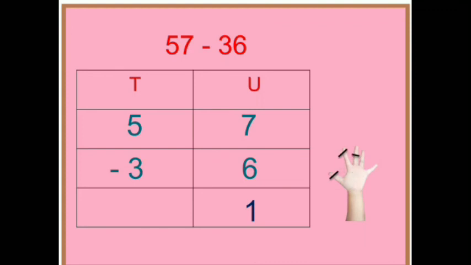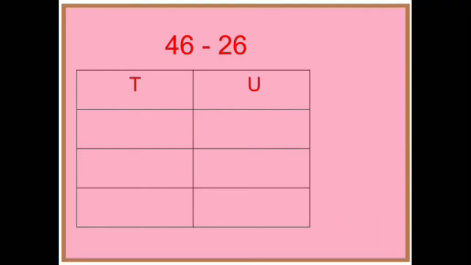Now, how many fingers are left out? 1, 2. 2 fingers are left out. So we will write 2 in tens place. Therefore, 57 minus 36 is equals to 21. Children, now we should subtract 26 from 46. First, we should write the numbers in the vertical column according to place of each digits. First, we should subtract units place digits. They are 6 and 6.